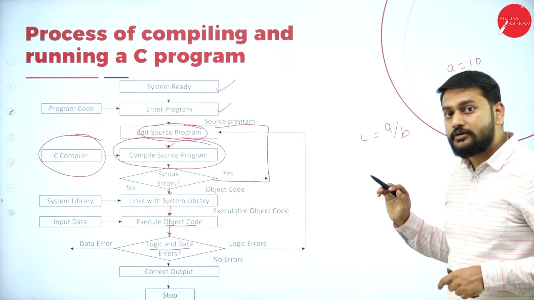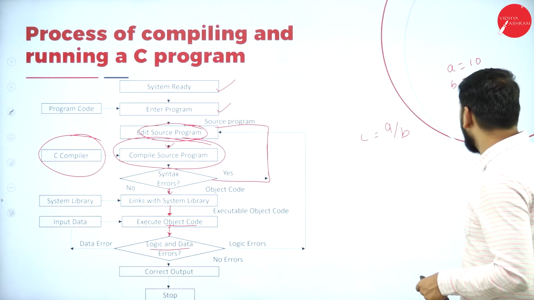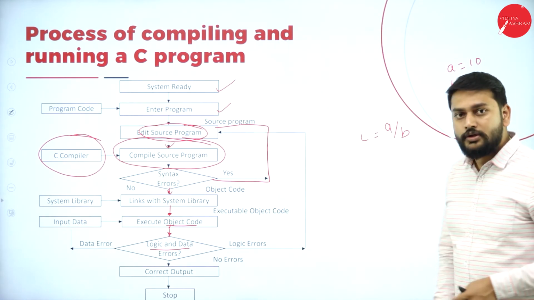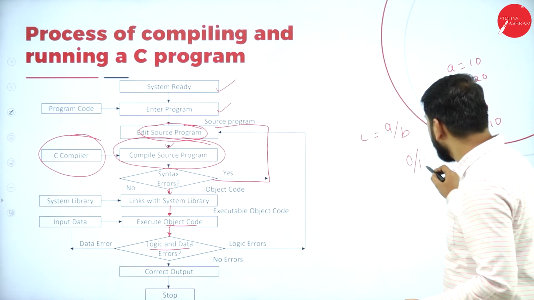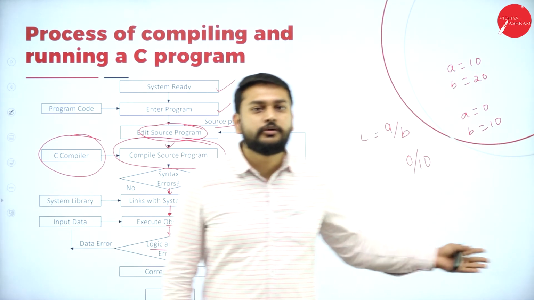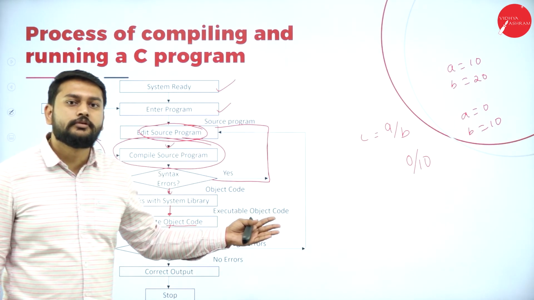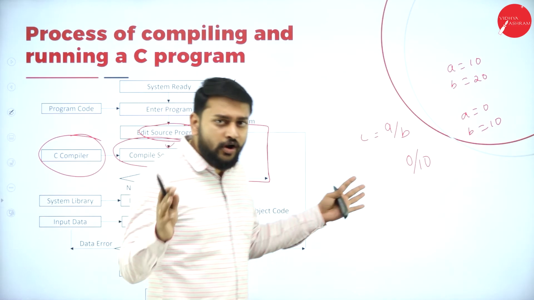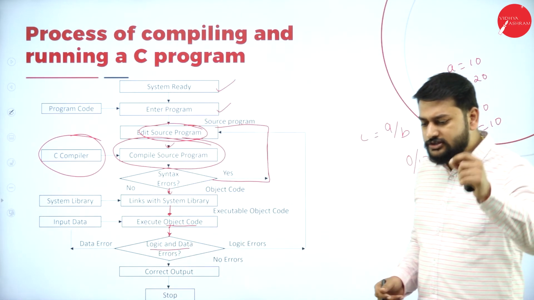So fine. But suppose I have A equal to 0, B equal to 10. Can I have this 0 divided by 10? Can I have this number? Let me not discuss this. Say for example, my logic is wrong.